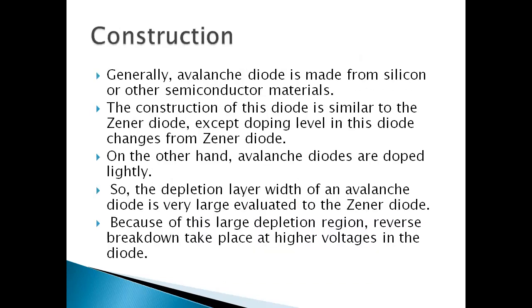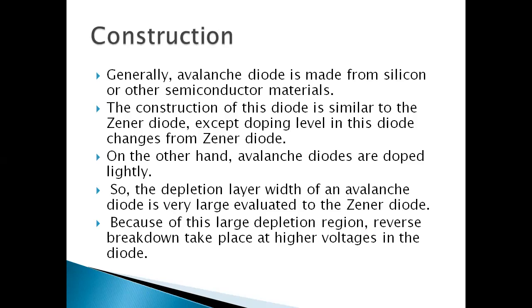Coming to the construction, the avalanche diode is made from silicon or other semiconductor materials, similar to a Zener diode. The construction is also similar to a Zener diode, except the doping levels in this diode differ. Whereas in a Zener diode the doping levels are very high compared to a PN junction diode, avalanche diodes are doped lightly.